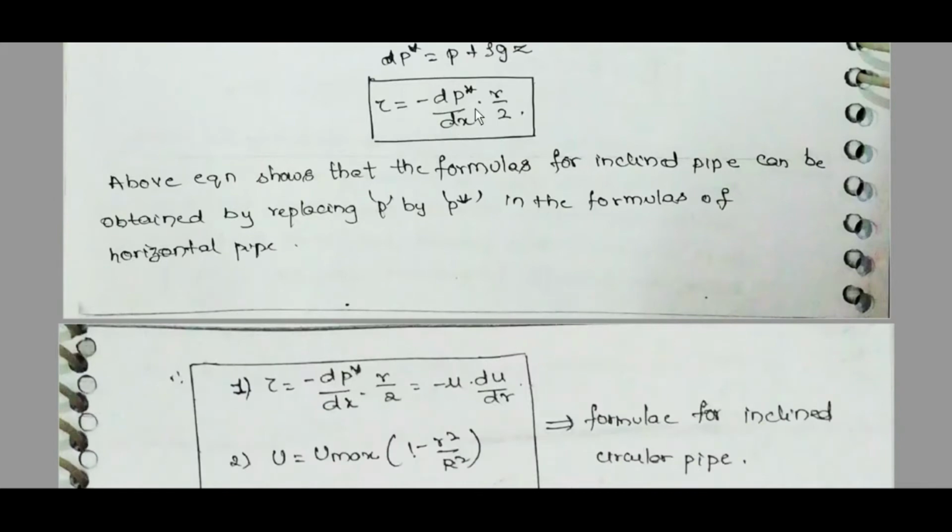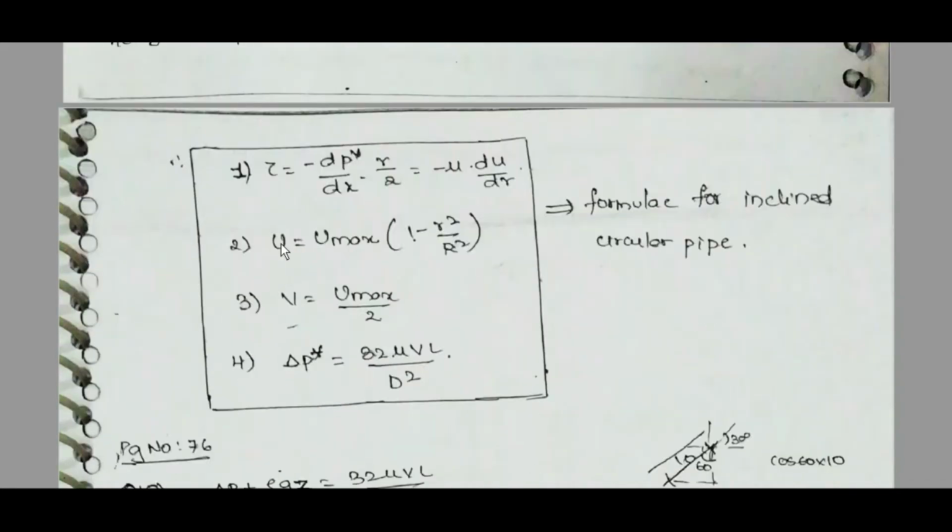Tau is equal to minus dp star by dx into r by 2. The above equation shows that formulas for an inclined pipe can be obtained by replacing P by P star in the formulas of a horizontal pipe. Tau is equal to minus ∂P star by ∂x into R by 2, which is equal to minus mu du by dr.